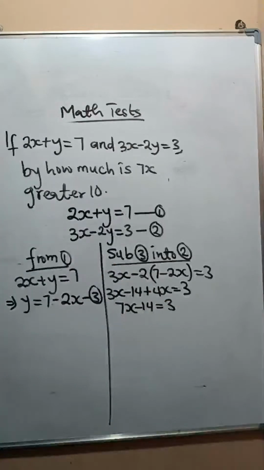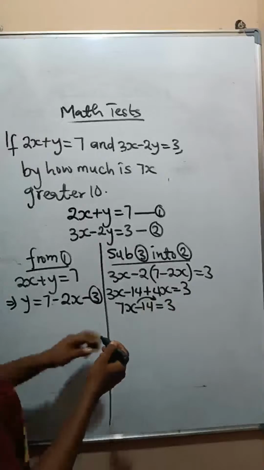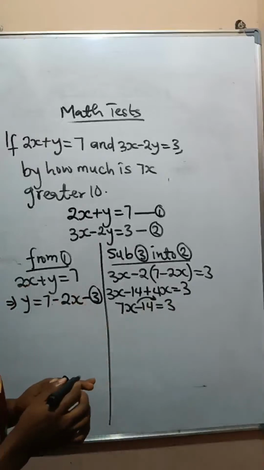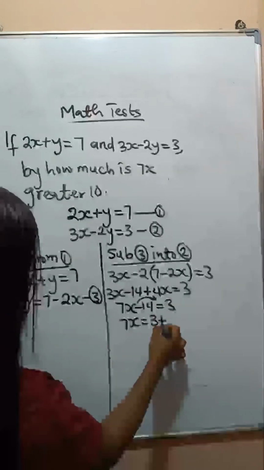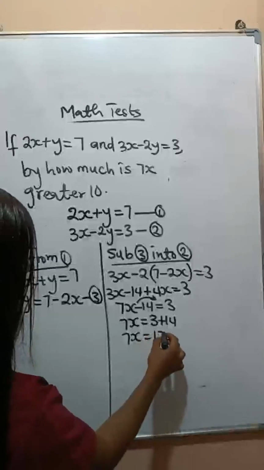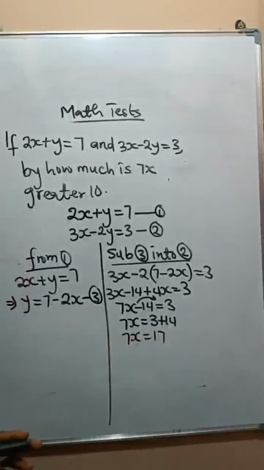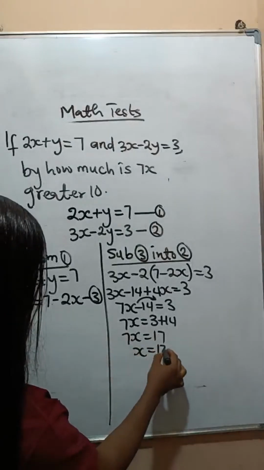Now remember that we are looking for the value of x. Now to do that, we need to transfer this 14 to the other side so that we have 7x on its own. So we have 7x is equal to 3 plus 14. So we have 7x is equal to 17. Therefore, our x is equal to 17 over 7.